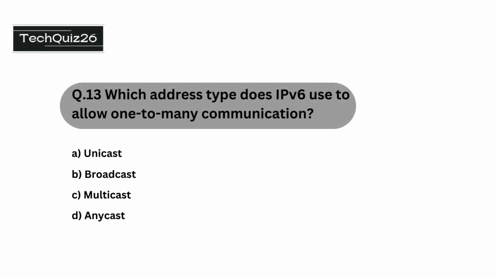Question number 13 is, which address type does IPv6 use to allow one-to-many communication? The options are unicast, broadcast, multicast, anycast. The correct option is multicast.